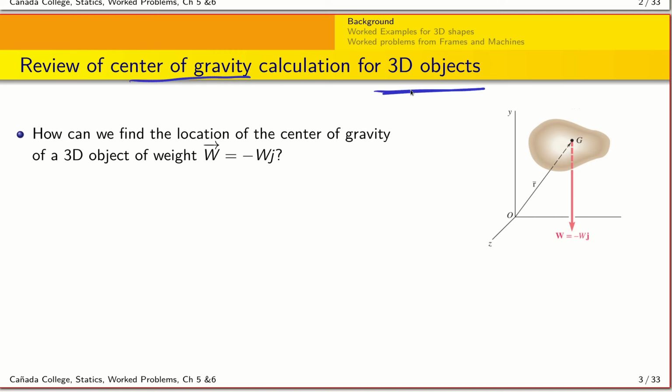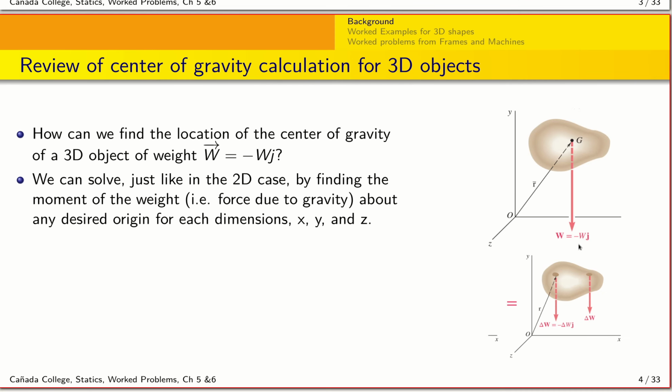And we will talk about 3D objects, and this discussion is absolutely valid for a 2D object as well. So the question here is that I have this object which has a weight W, and I want to find out where its center of gravity is. So how does one go about doing this?